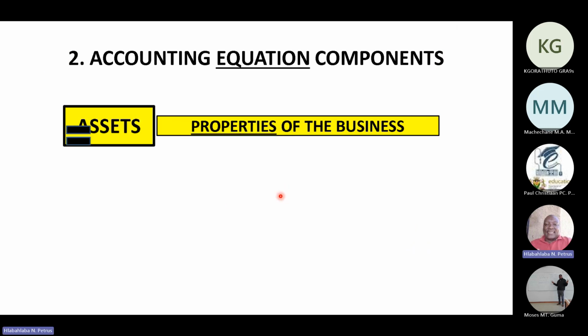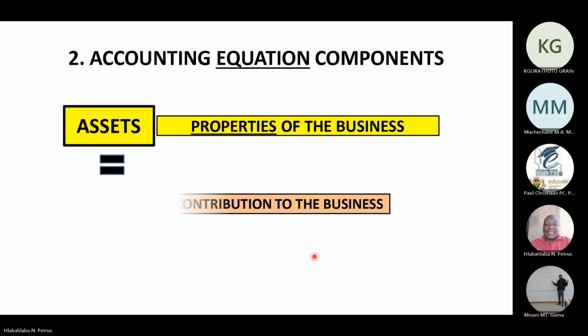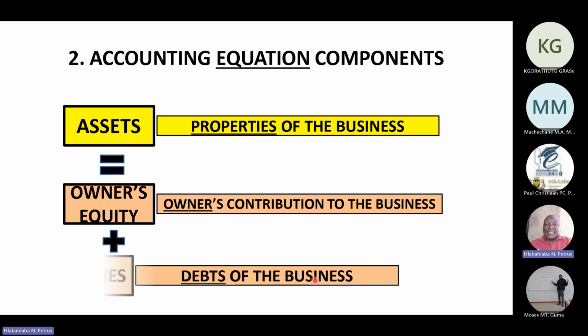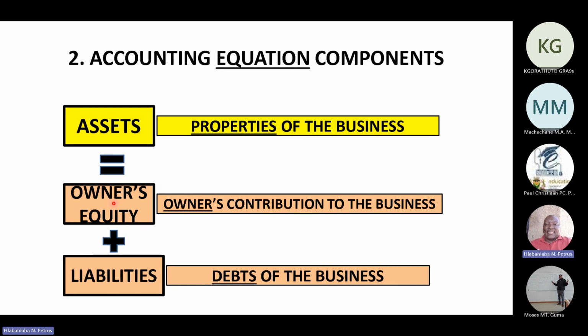As I've mentioned in the last slides, assets is equals to owner's equity plus liabilities. Assets is equals to owner's equity plus liabilities. Just remember that this equation forms part of account equation.